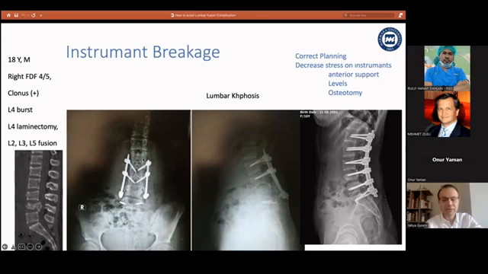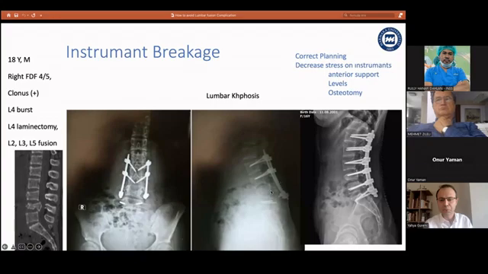This is very weak for these patients. Only one level below the major area is not sufficient for correction and for the heavy spine, and we need an extra level inferiorly. And one year later, she has instrument breakage, and we can restore it again.